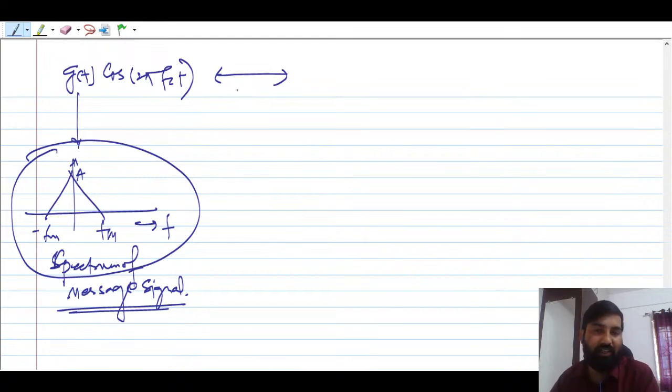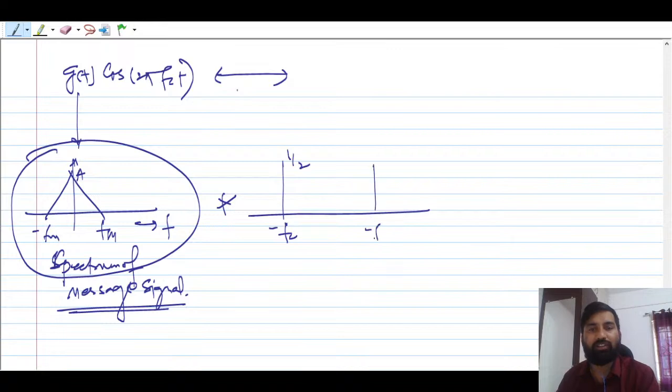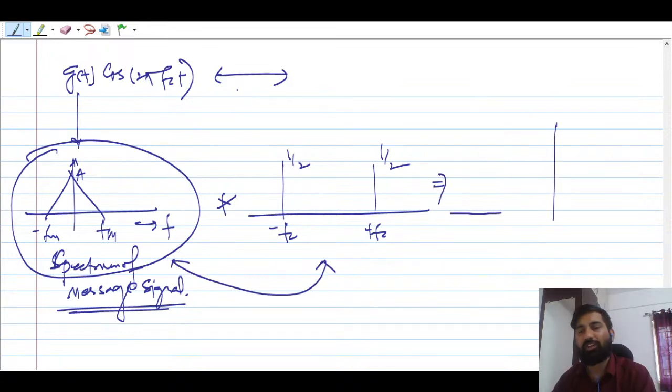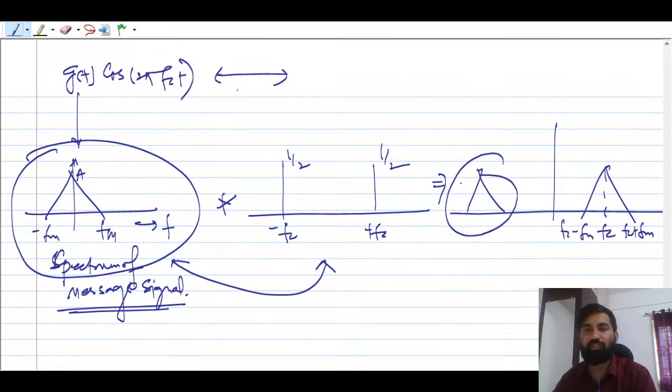So the time domain signal is given, you have taken the Fourier transform. Now you are multiplying that in the time domain only. So what is the Fourier transform of this cosine? You have to take the convolution with the cosine. Cosine is nothing but impulses at fc and minus fc, each with 1 by 2. You have to take the convolution of this and this. So this will result in simply a shifting of your spectrum, to fc plus fm, fc minus fm.